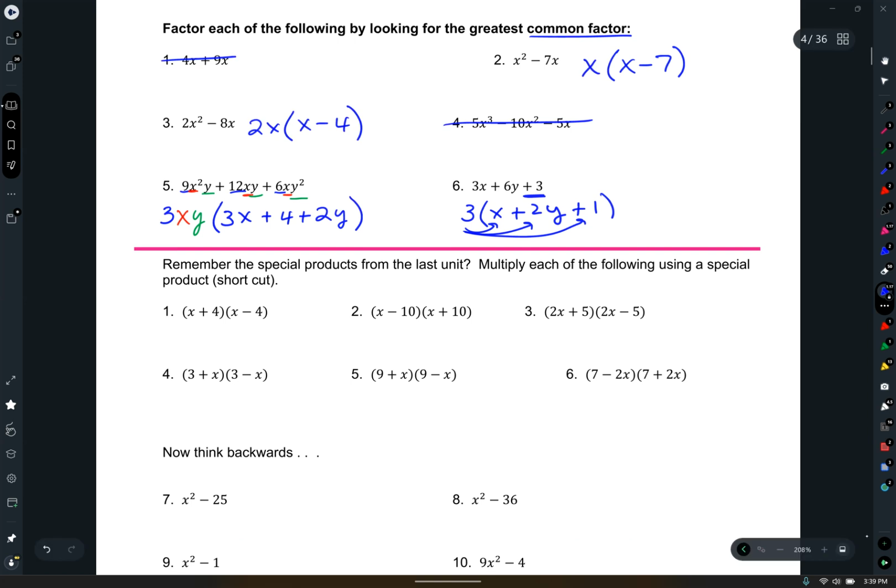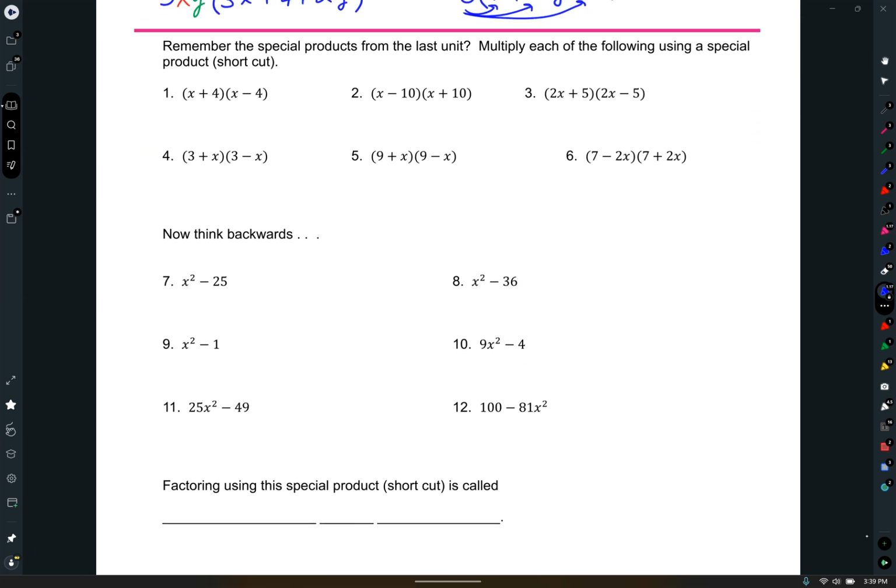Okay, so the next kind of factoring we're going to look at has to do with these shortcuts related to FOIL. If I said, hey, multiply x plus 4 times x minus 4, you'd probably say, okay, I'll do FOIL, right? So I would have x times x, so first is x squared, the outer is going to be minus 4x, the inner is going to be positive 4x, and then the last is going to be minus 16. At that point you could say, oh, look, minus 4x and positive 4x cancel. So all I have is x squared minus 16.